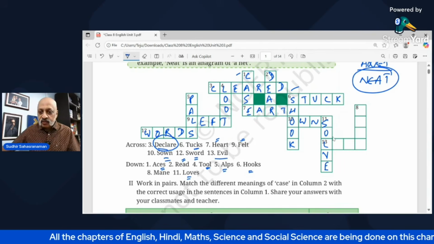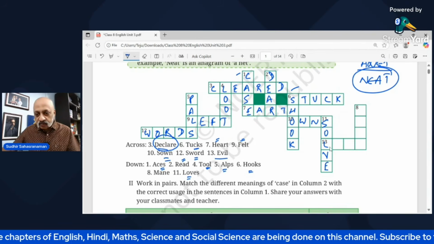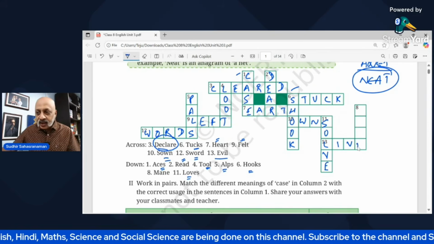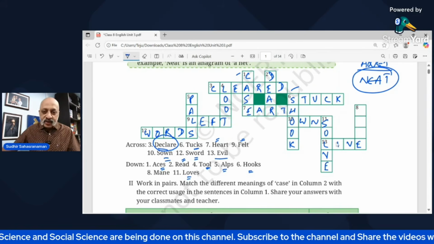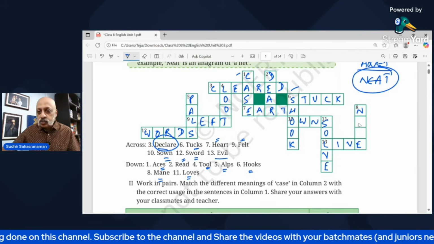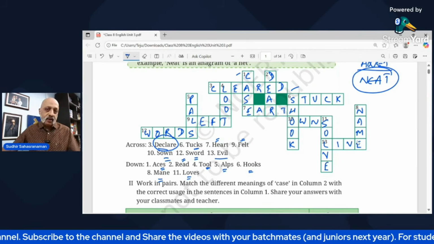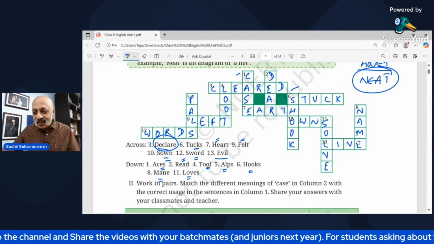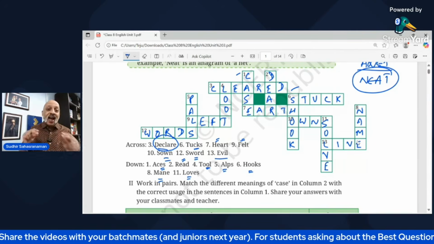Then let's look at 13 across. 13 across is evil. So which is kind of starting with L. So it will be LIVE. And then finally, eighth down is main. This is pretty simple. This would be NAME. Okay, it can be a lot of fun if you get a hang of it.